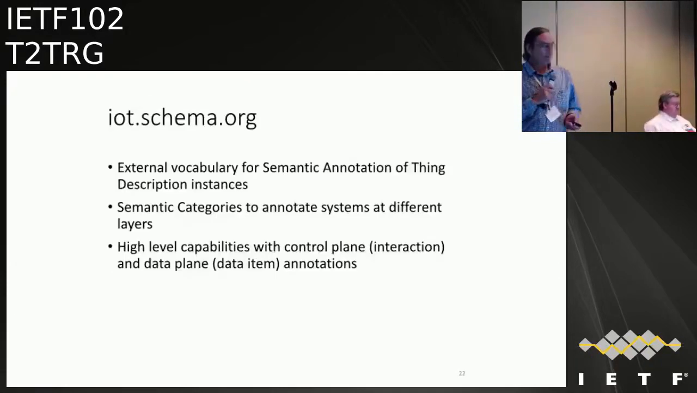IoTschema.org is an external vocabulary that we use to annotate instances of Thing Descriptions or other general hypermedia controls, metadata. It can be used really in any metadata framework. We have some high-level semantic categories to annotate systems at different layers. We can annotate high-level capabilities. We can annotate interactions. And we can annotate data items themselves. So that provides a bit of a decoupling between the control plane and data plane, as some like to call it. That allows you to consume data, if that's what you're doing, and analyzing, or interact with things and understand the data if that's what you're doing.